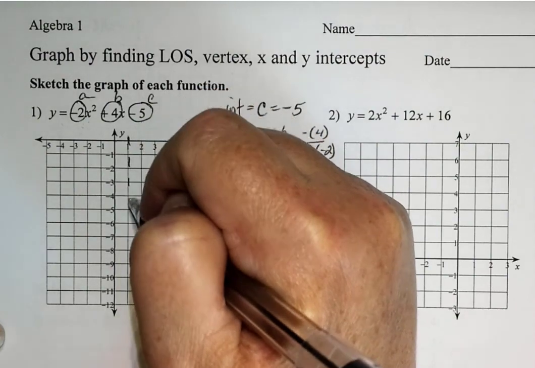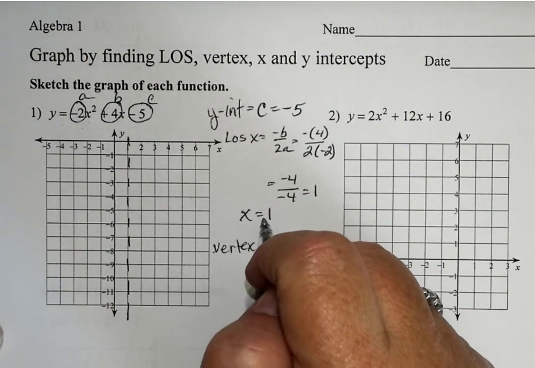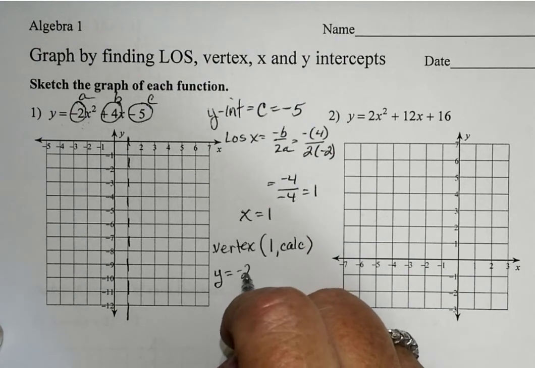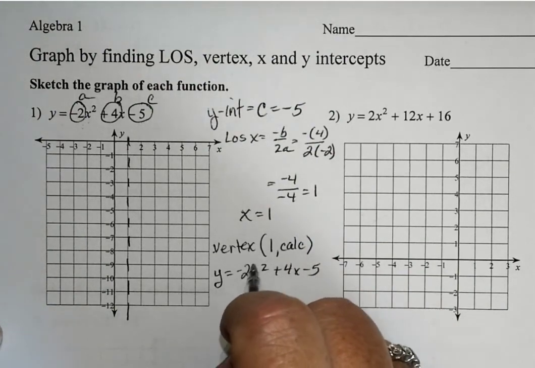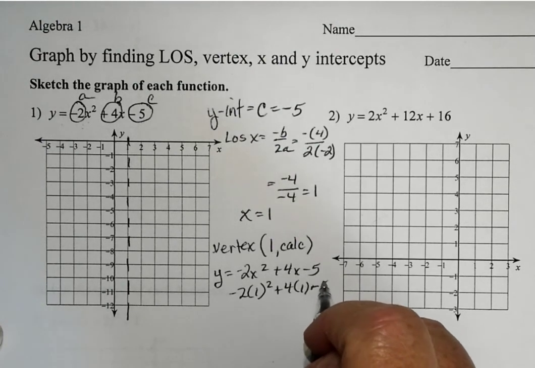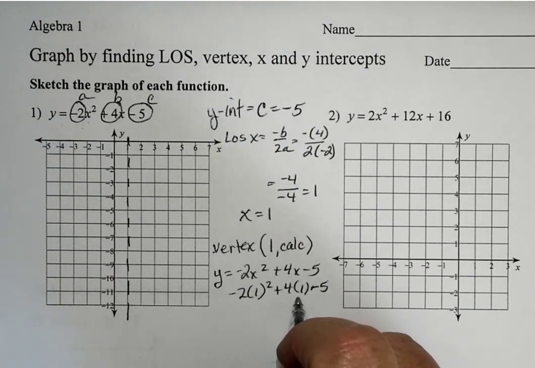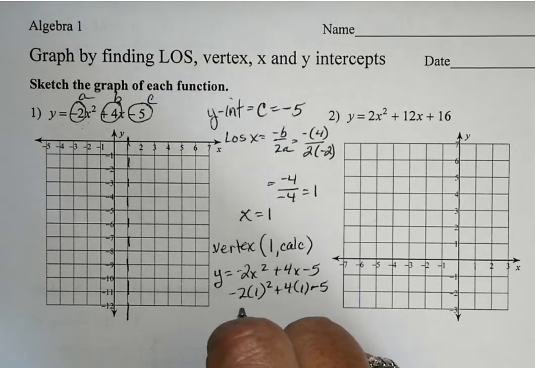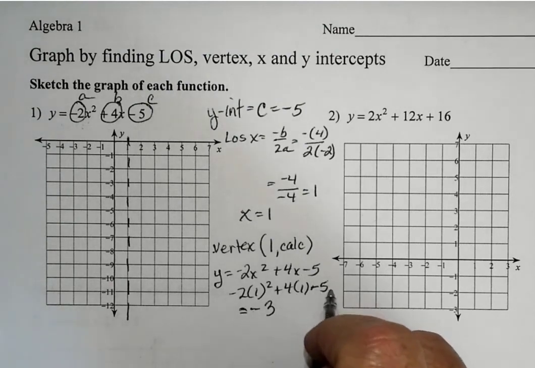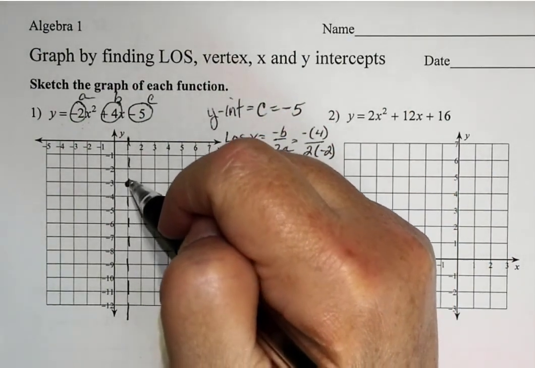So that means I can plot in my line of symmetry. Then I can go ahead and find my vertex. So I'm going to use 1 as my input, and I'm going to have to calculate the y value. So I have y equals -2x squared plus 4x minus 5, and I'm using 1 as my input. So -2 times 1 squared plus 4 times 1 minus 5. 1 squared is going to be 1. That's going to be -2 plus 4 is going to be +2. Minus 5 is going to be -3. So my vertex is at 1 comma -3. So 1 comma -3 is right here.